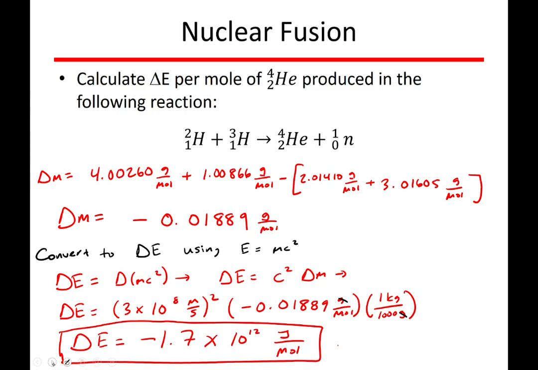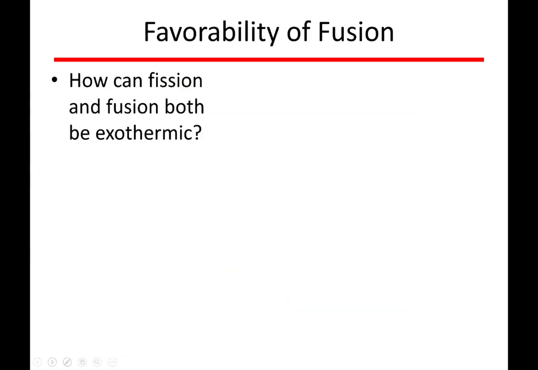Now, you might look at this result and you might have a question here, right? Because what we noticed is that the fusion reaction was exothermic. It had a negative delta E, but we also looked at a fission reaction in the previous video, and that was also exothermic. Now, fission is when you break up a heavy nucleus. Fusion is when you take two light nuclei and fuse them together to make a heavier nucleus. So you would think that these two processes are kind of like the opposite of one another, right? So how could both of these be exothermic?